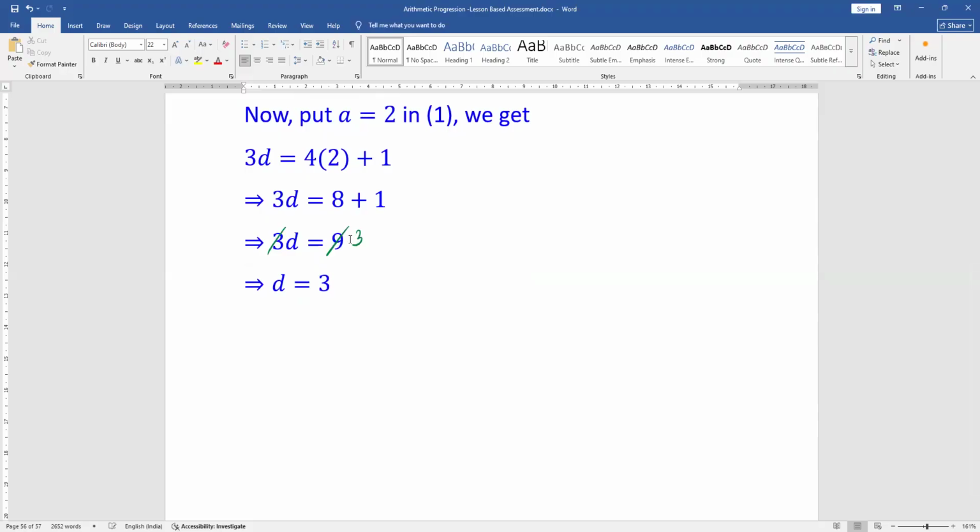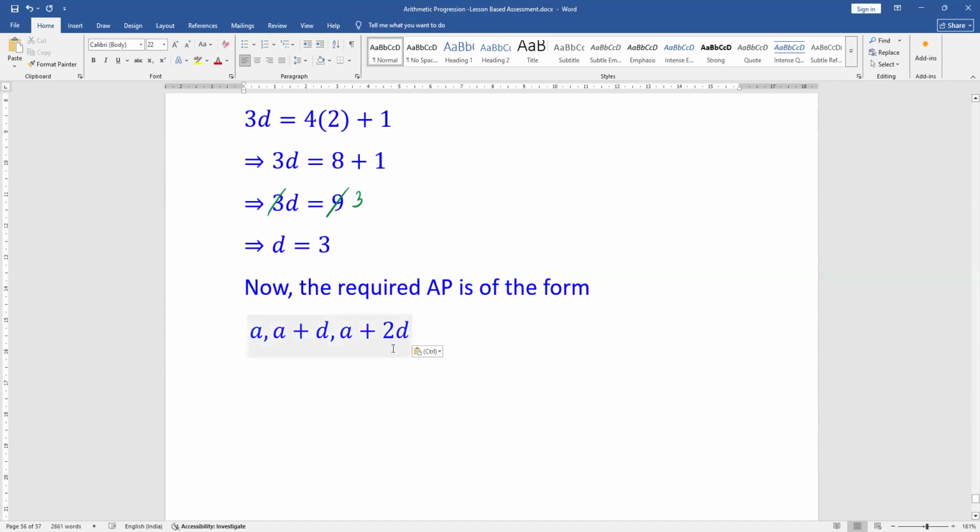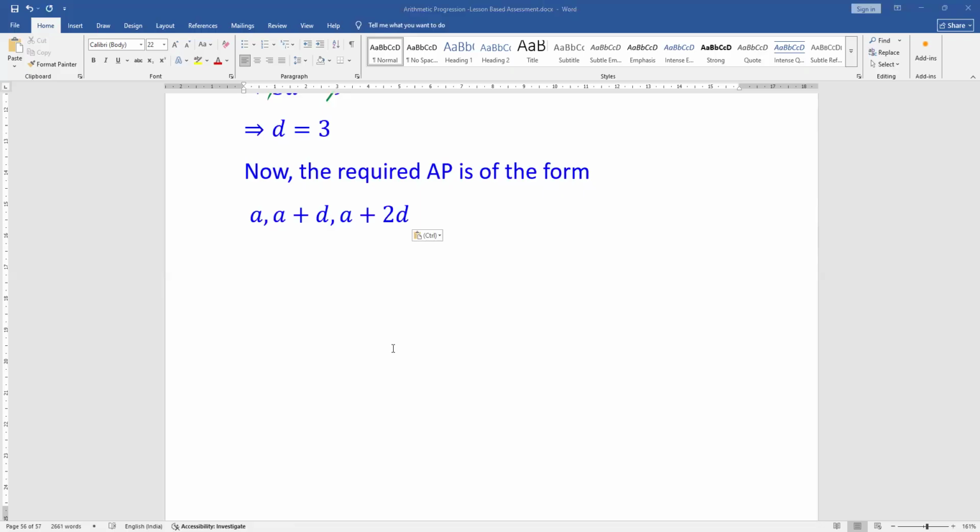So I get D. So now the required AP, because we need to find the AP, right? Now the required AP is of the form A, A plus D, A plus 2D, correct? So that means I write that.